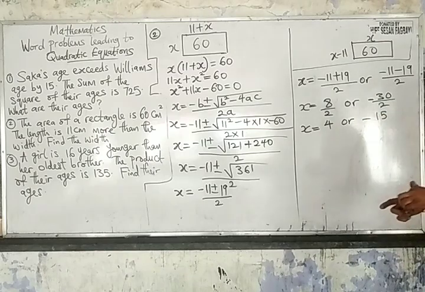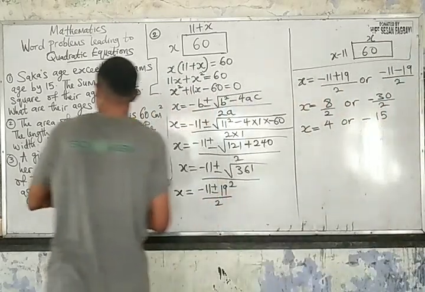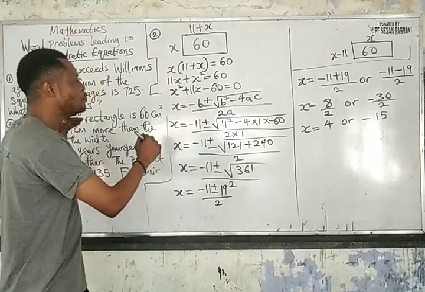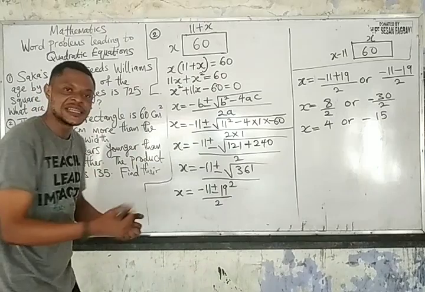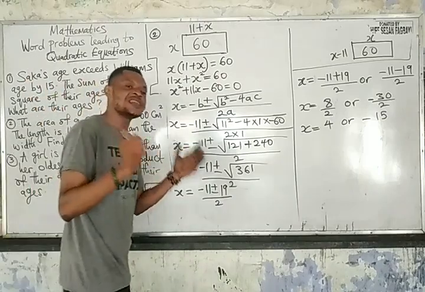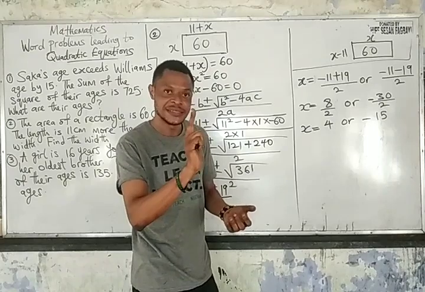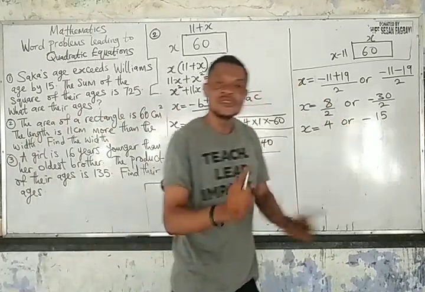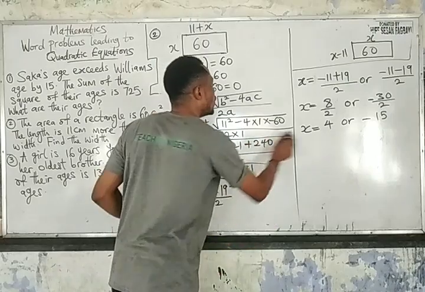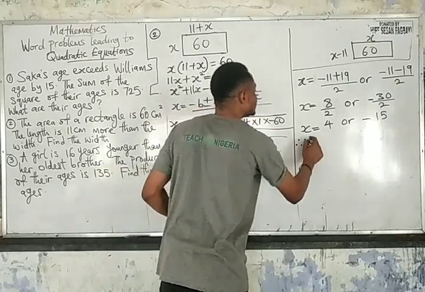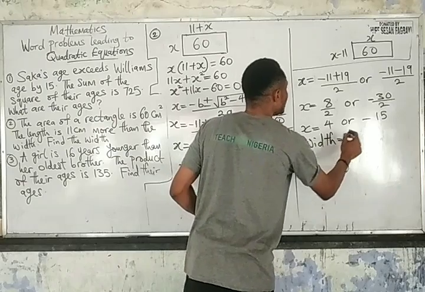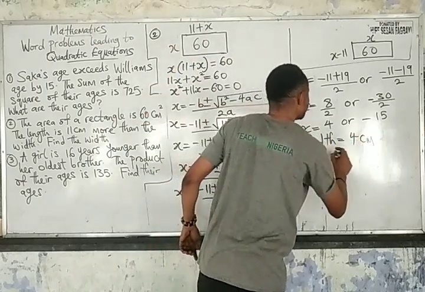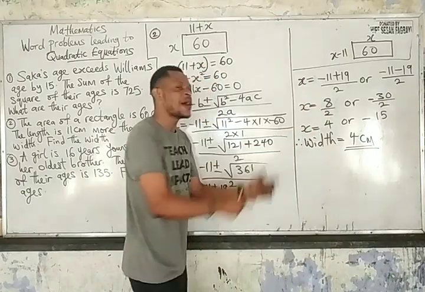And if you look at this clearly, we have to find the length of the width. Can the size of a rectangle be negative? No. The size of any shape can never be negative. At least it will be 1 or 0 point something. So that means minus 15 is not an option. So the size of the width is going to be equal to x, and the x is 4 centimeters. Easy. That will be about that.